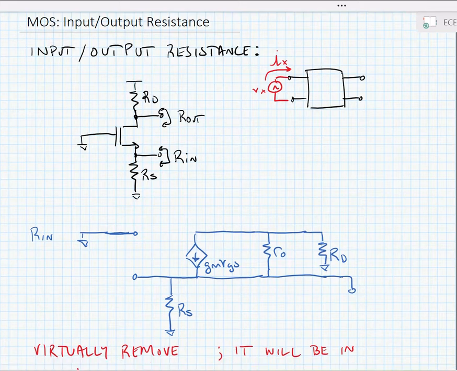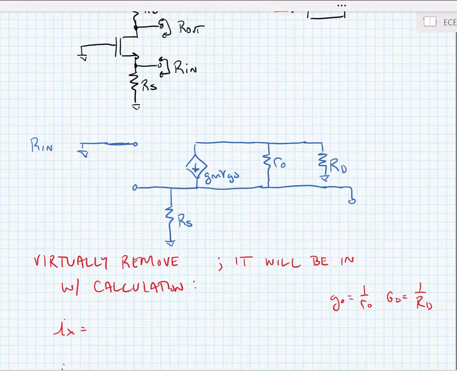So here I've drawn the same small signal model for the circuit that we were looking at previously, noting that we're going to leave the output node open circuited, and we're going to put a test voltage source, V sub x. We're going to measure the current I sub x that flows from that test voltage source.